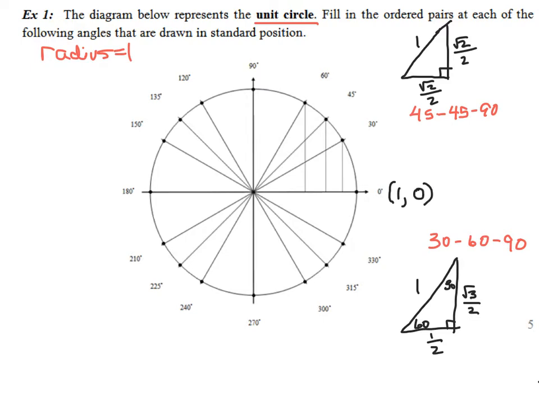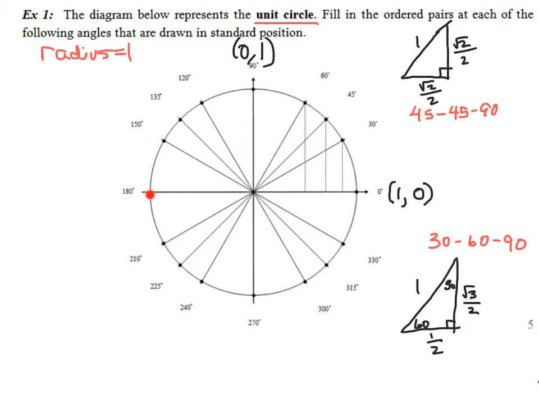So the ordered pair at 0 degrees is (1, 0). At 90 degrees, this time I'm going from the origin up to this point, and I want to know the coordinates of that point. So I see that I'm going 0 on the x-axis, but I'm going up 1 on the y-axis. Continue on to the 180 degrees.